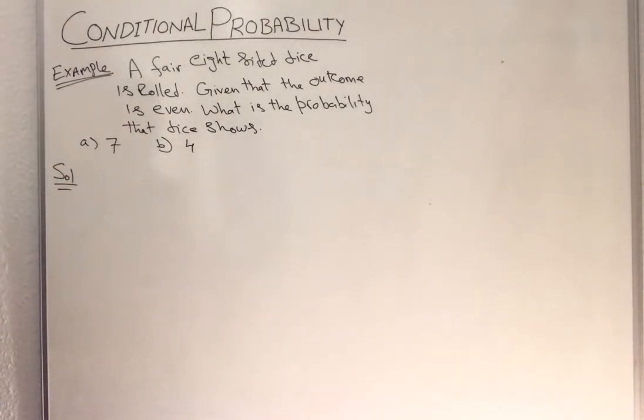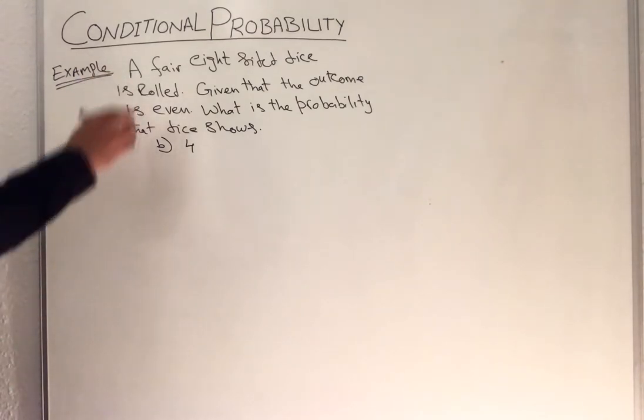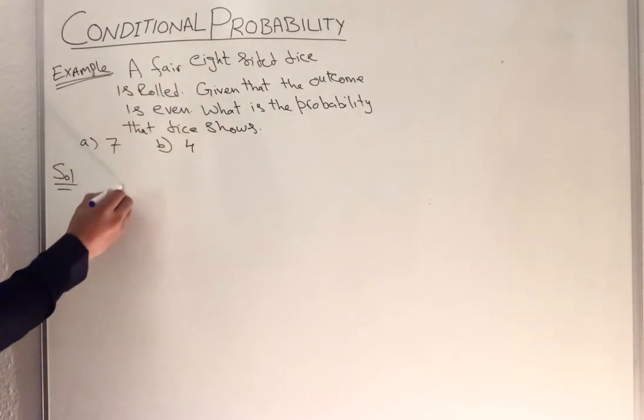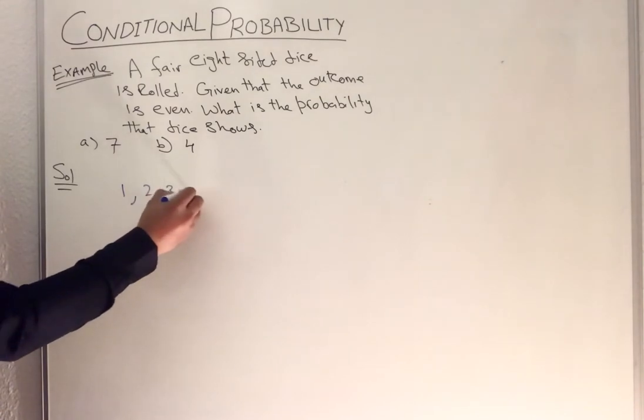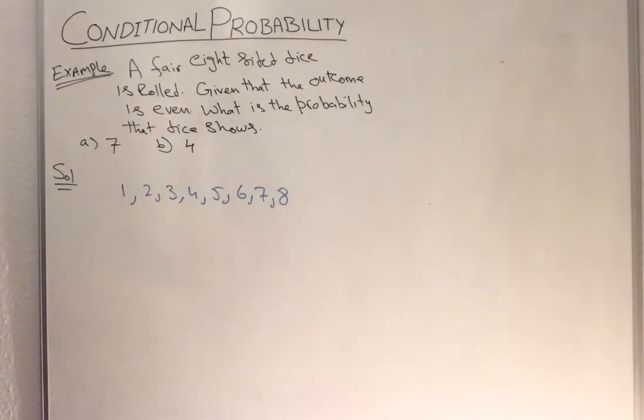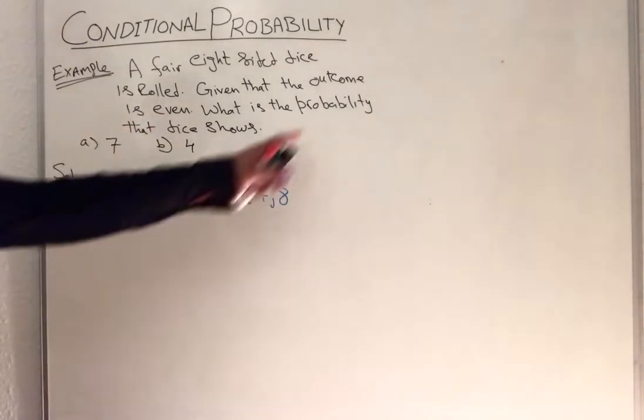Now you can see here a fair 8-sided dice. Fair means all sides are even, just like a 6-sided or 4-sided dice. Fair means everyone has the same chances. In a fair 8-sided dice, we have 1, 2, 3, 4, 5, 6, 7, 8. We have 8 sides, but their condition is given.